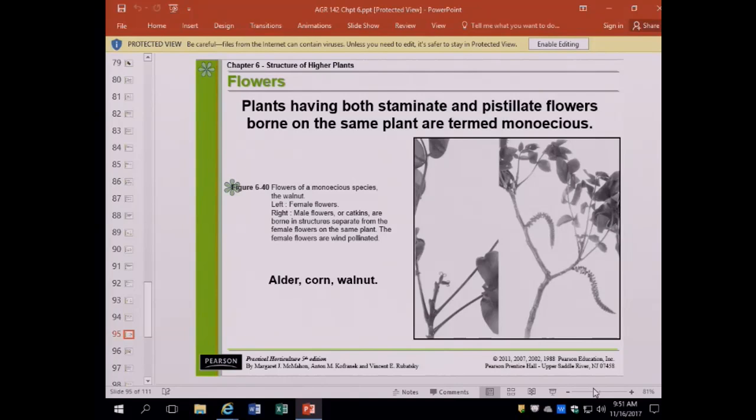But these plants are called monoecious. You've got different flowers that contain the staminate and pistil parts.